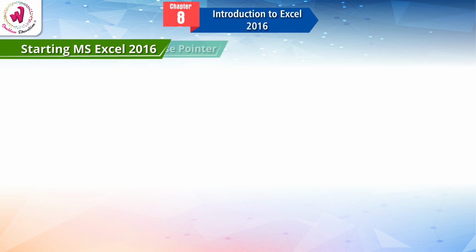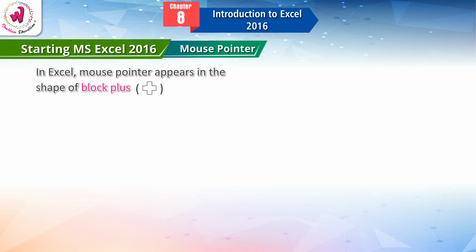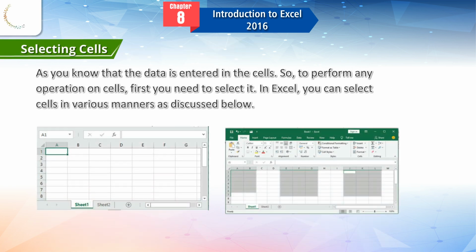For example, mouse pointer. In Excel, the mouse pointer appears in the shape of a block when selecting cells. As you know, the data is entered in the cells, so to perform any operation on cells, first you need to select them. In Excel, you can select cells in various manners as discussed below.